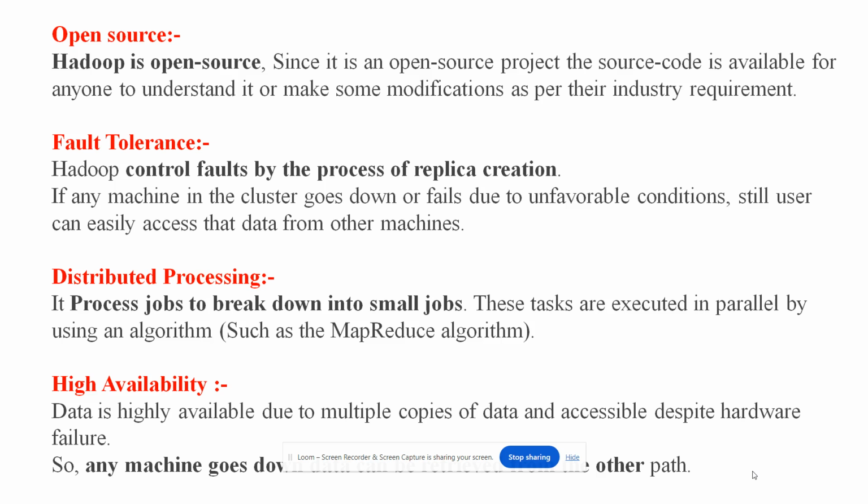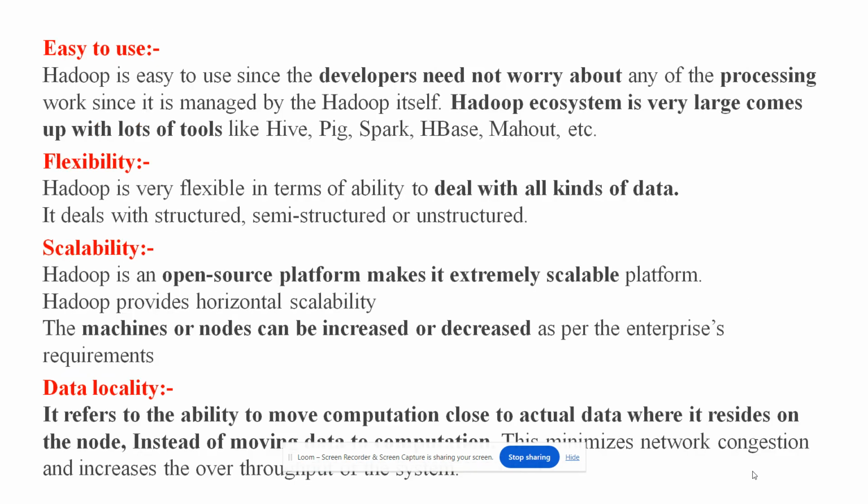High availability. Data is highly available due to multiple copies because it replicates. So it creates duplicate copies. If any system goes down, even then you might get your data back. That is the advantage over there.